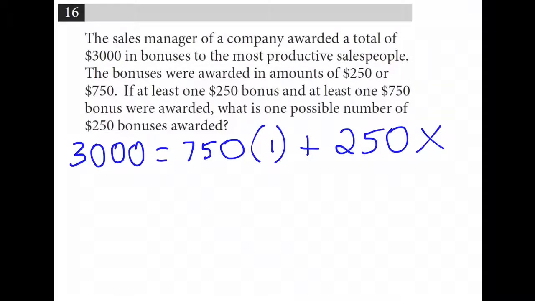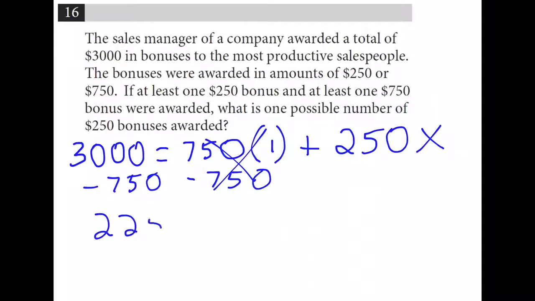So let's take the larger number, 750, and we'll plug in a 1 for it, because at least one $750 bonus had to be awarded. Does $250 fit evenly or multiply evenly into what's left over? Let's find out. Let's subtract 750 from both sides. This goes away, and we're left with 2250 is equal to 250x.